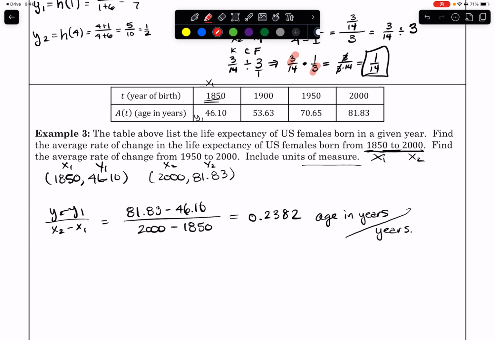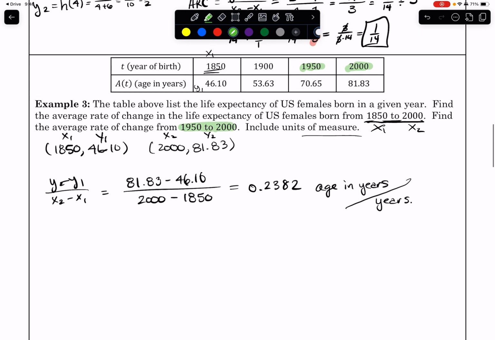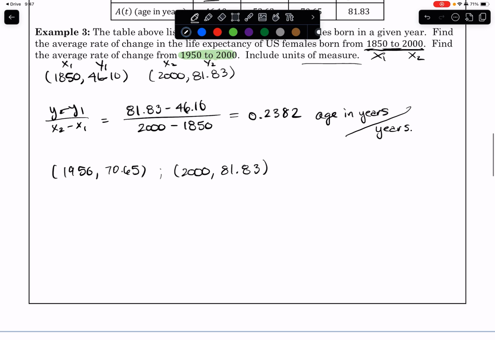Now they also want us to figure out what is the average rate of change from 1950 to 2000. Well, the situation is going to be the same. Using again the table, we know that x1 would be 1950, and y1 would be 7065. And that x2 would be again the year 2000, and the y2 value is 8183. So to figure out the average rate of change, we use our slope formula.